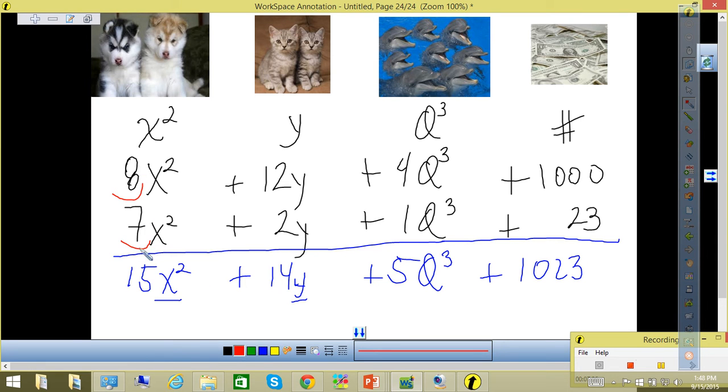What is 8 plus 7? 15. What is 12 plus 2? 14. What is 4 plus 1? 5. Everybody see how that works? And that's an easy way of introducing combining like terms in polynomials. Okay? The second way is using algebra tiles. So get those tiles out of the baggie, please.